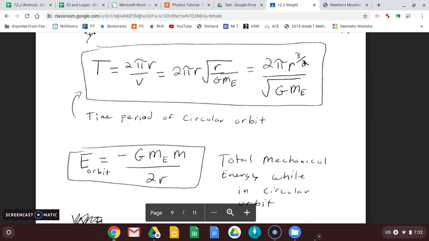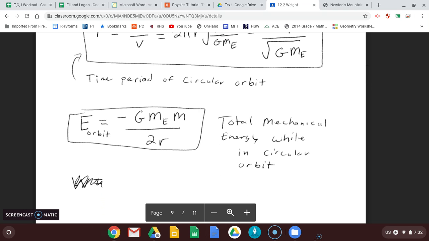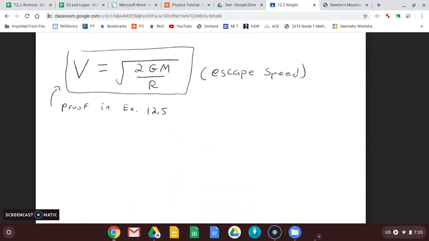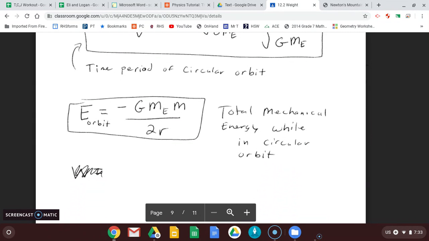All right. So we also have an equation for the total mechanical energy while in a circular orbit. In the last section, we gave a formula derived from the negative integral of the law of universal gravitation, which gave us the potential gravitational energy for situations with things in orbit. And remember, not only do we have potential energy, but if this thing's in orbit, it's moving and has kinetic energy.